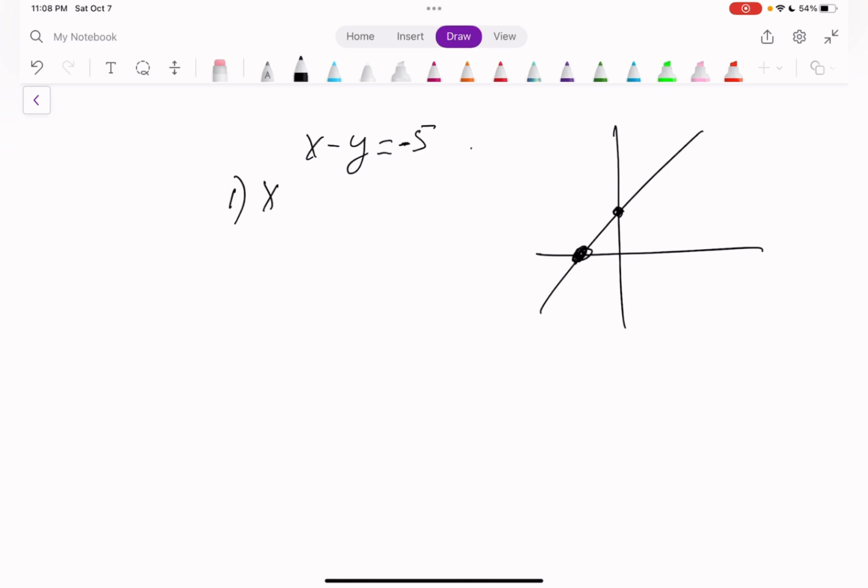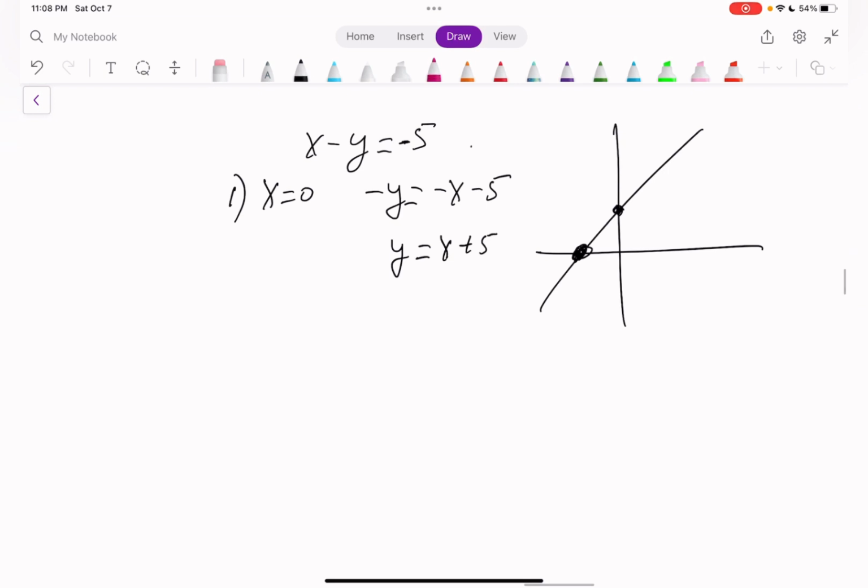first intercept, when x is equal to 0, my y-intercept is going to be: negative y is equal to negative x minus 5, right? And y will be equal to positive x plus 5. Why? Because I divided by negative 1, meaning it flipped the sign, x plus 5. Correct? Okay. And when x is equal to 0, my y is going to be positive 5.